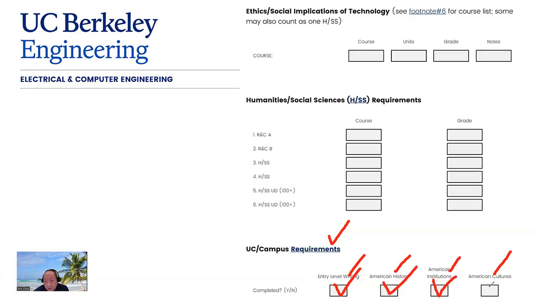For American culture, this one may need an extra course. Maybe you have to check, and maybe you can satisfy it with an AP score. I think this one you may need to take an extra course. So one course at Berkeley may be needed.